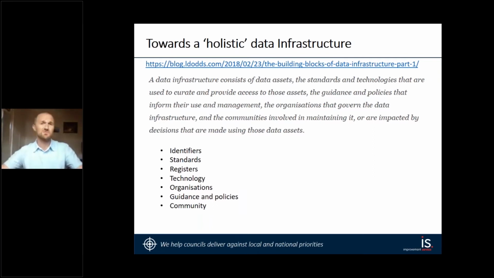Some of the key things we need to start thinking about, as I've mentioned in previous talks, are the use of identifiers, the use of clear data standards, the use of registers to actually collate data in single places, the use of technology, obviously, the different organizations that feed into a particular data infrastructure, the guidance on policies about how we actually move towards a better data world, and the general data community as a whole need to form part of that whole data infrastructure.